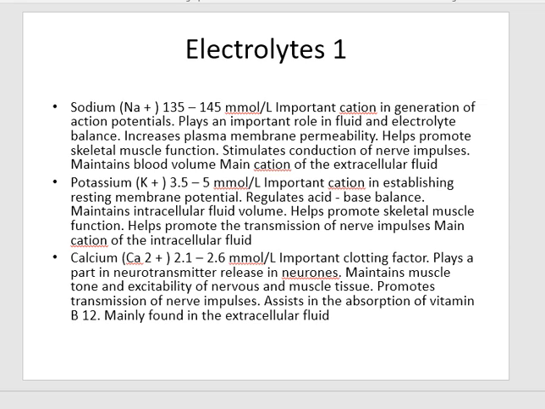One of the important electrolytes is sodium. Its concentration in the human body is 135 to 145 in the serum. We are talking about the serum, not the cell.